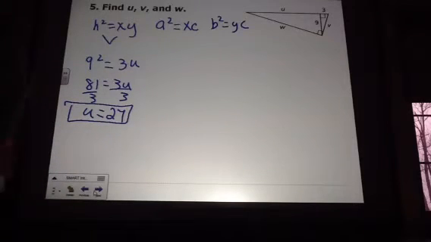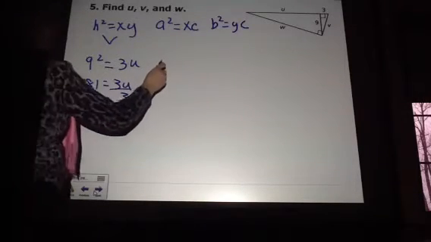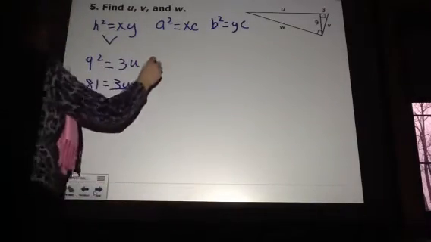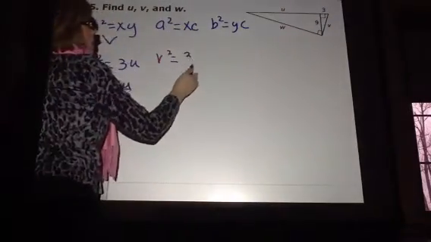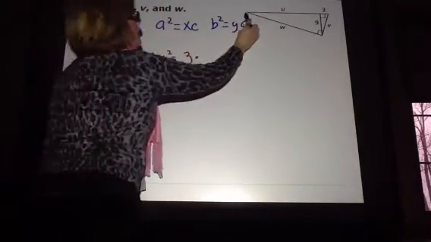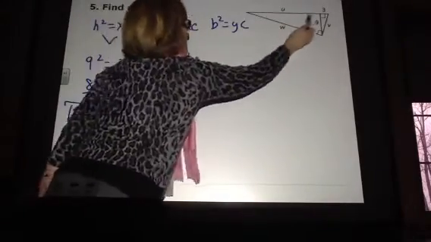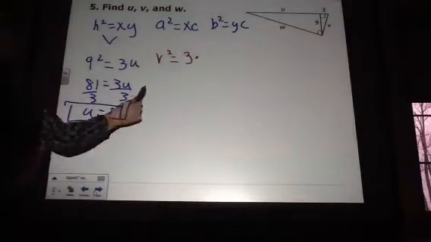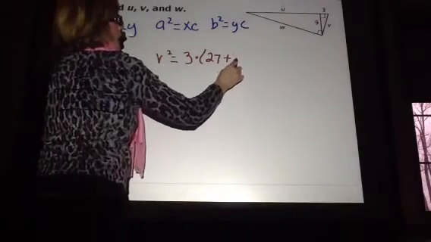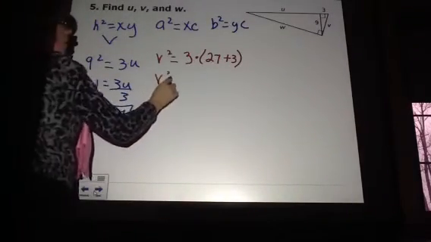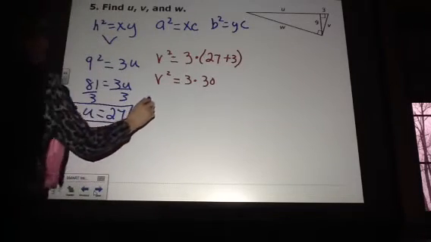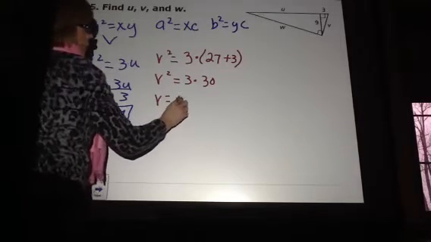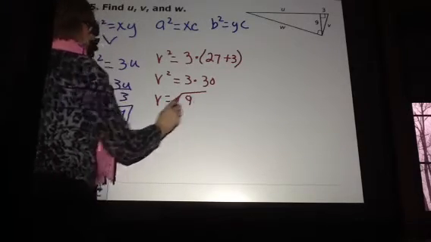Okay, now we can find A squared, which could be V. So let's look at V here. V is one of the sides, so let's use V squared equals, part of the smaller triangle, 3 times c, which is this whole measurement right here. So if U is 27, I have to add 3 to that. Okay? So V squared equals 3 times, what is that, 30? So V equals the square root of 90.